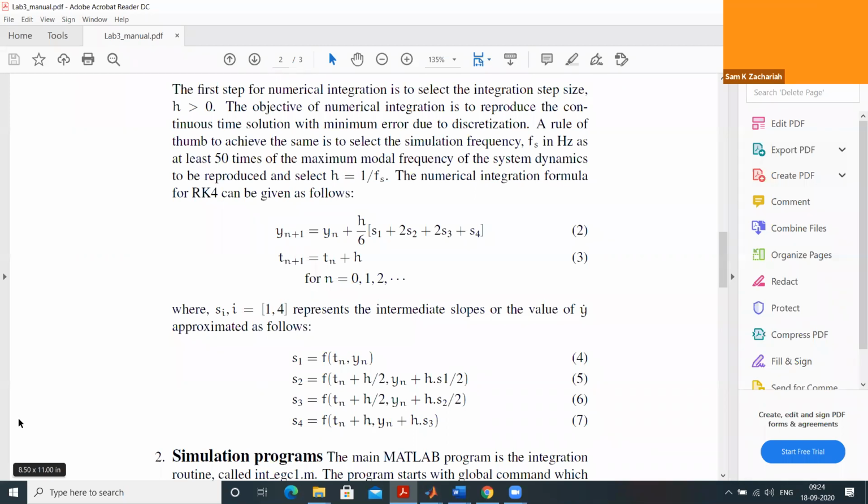But here the criterion is not even that. Here we are trying to reproduce an analog system dynamics using digital simulation. There the requirement is much more. That's why we are going for 50 times the maximum frequency to be reproduced.